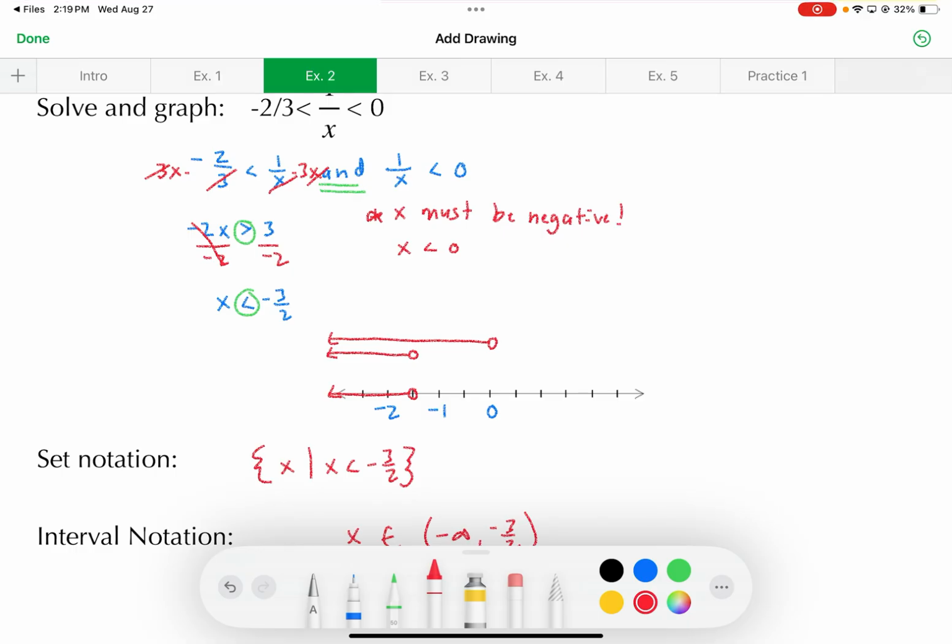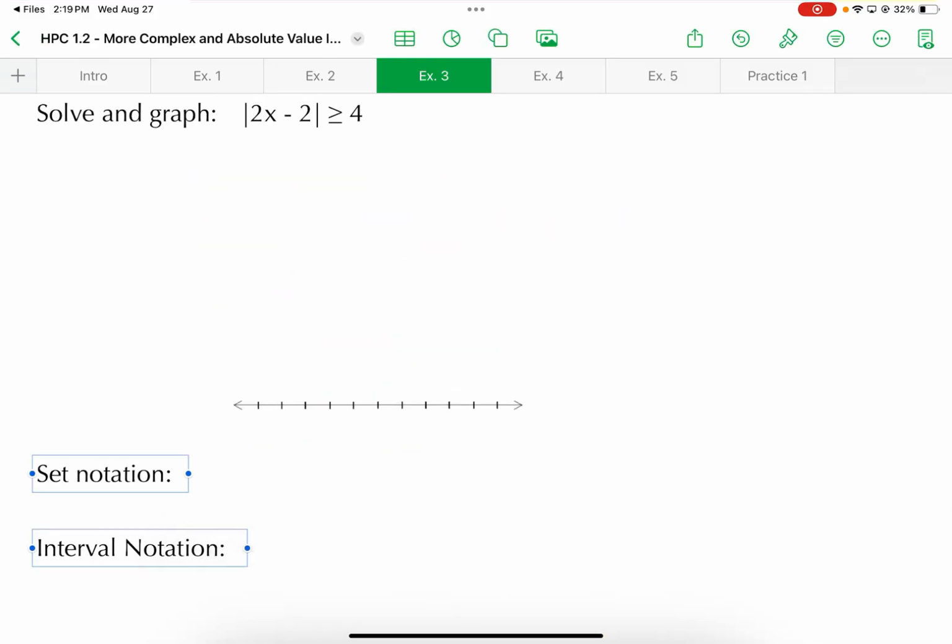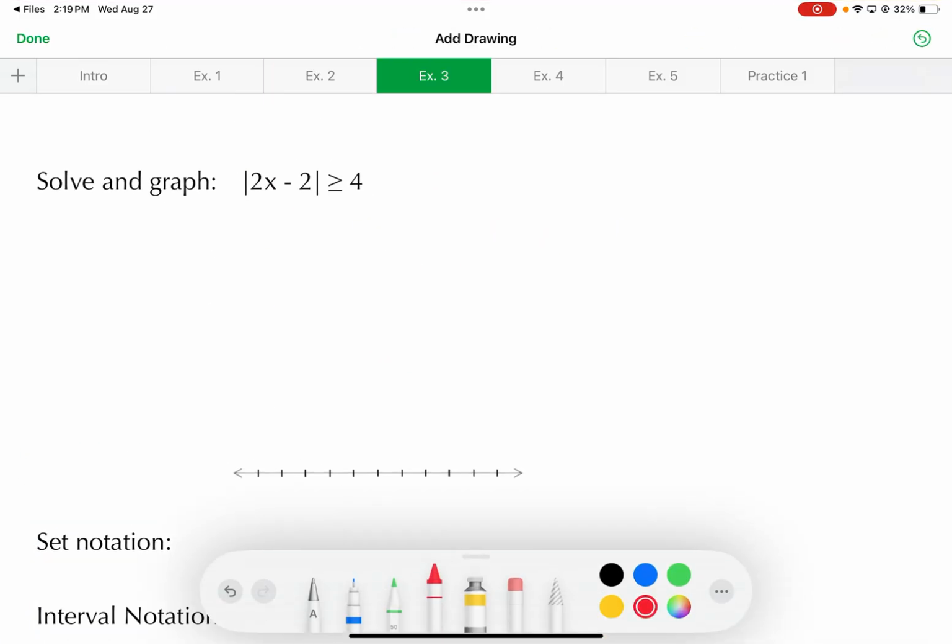All right. Example 3. Now we've got an absolute value inequality here. You guys cover absolute value inequalities in Algebra 2. I feel like there we don't really always learn it conceptually. We just procedurally learn it, but don't really get it. The goal today is to conceptually understand this, okay?